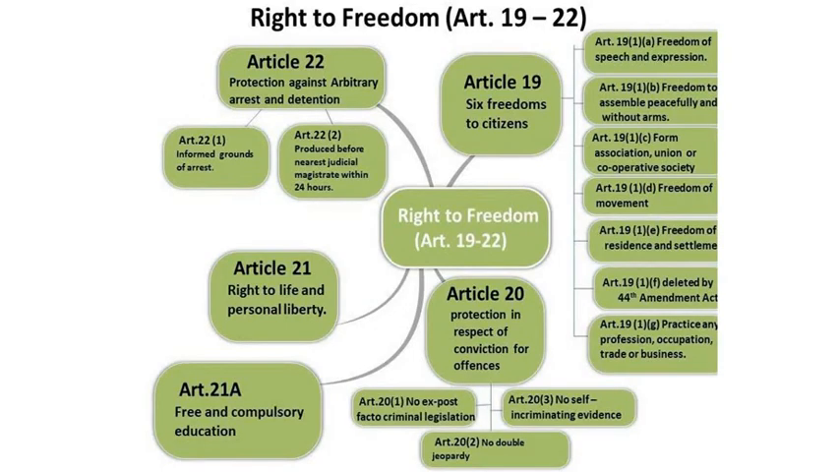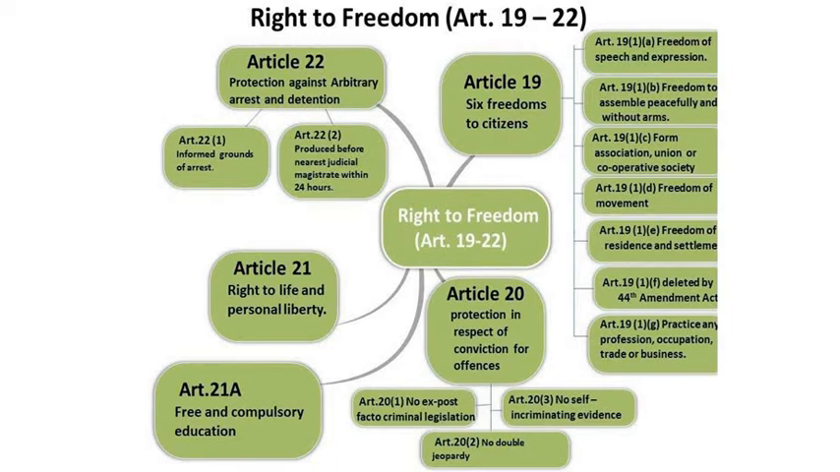Then comes the Article 19 to 22. It deals with the right to freedom. We have given the right Article 19, that is the six freedoms to citizens. What are they? Article 19(1)A, freedom of speech and expression. Then 19(1)B, freedom to assemble peacefully and without arms. 19(1)C, form associations, unions or cooperative societies. 19(1)D, freedom of movement. 19(1)E, freedom of residence and settlement. 19(1)F, deleted by the 44th Amendment Act, that dealt with property.